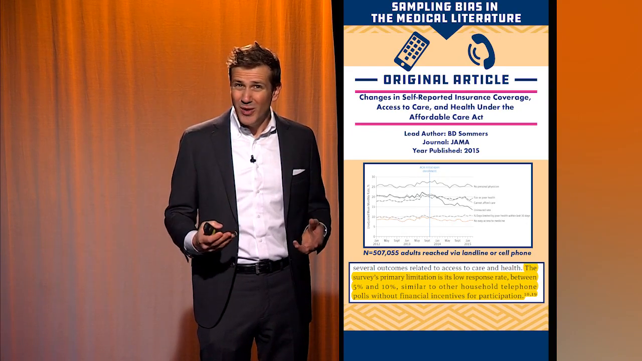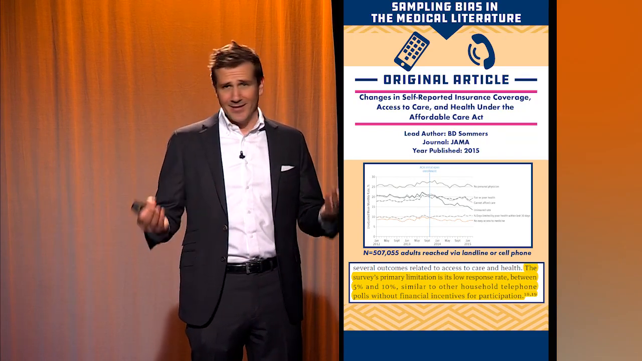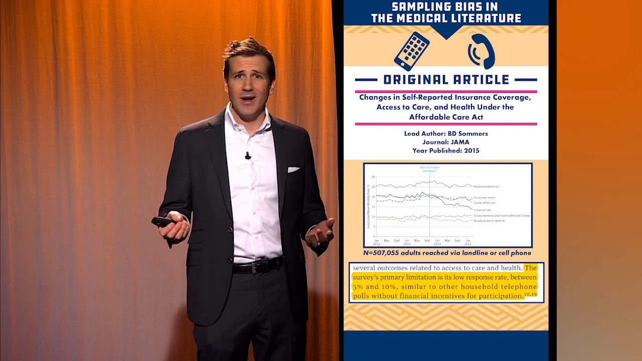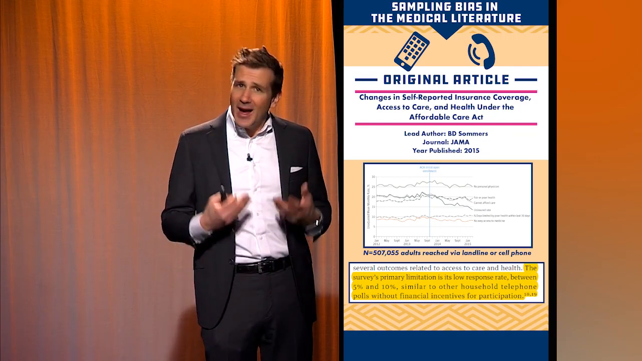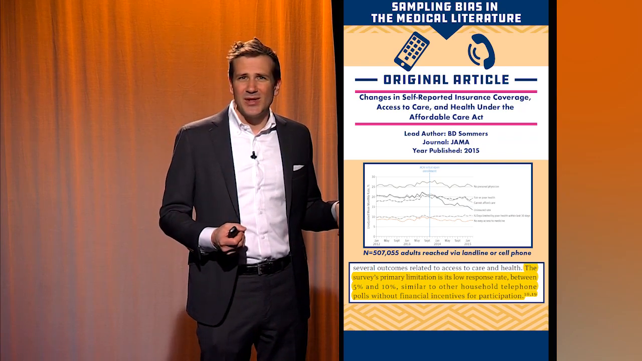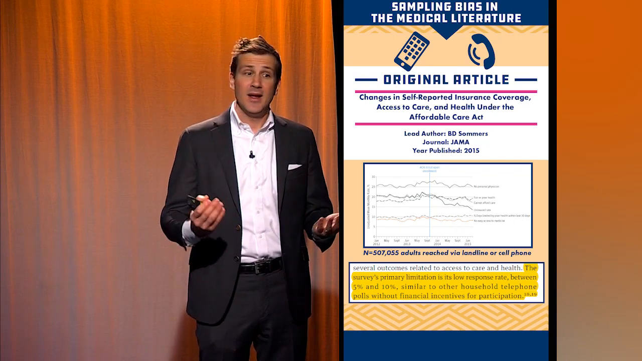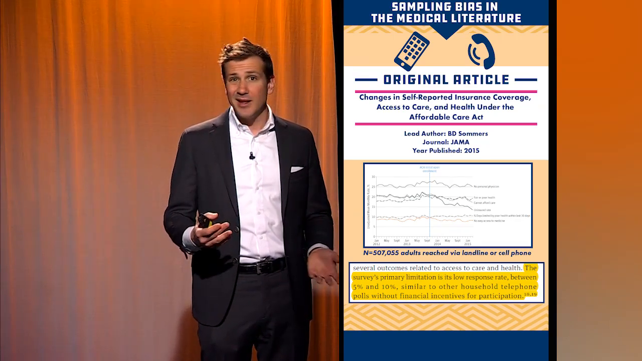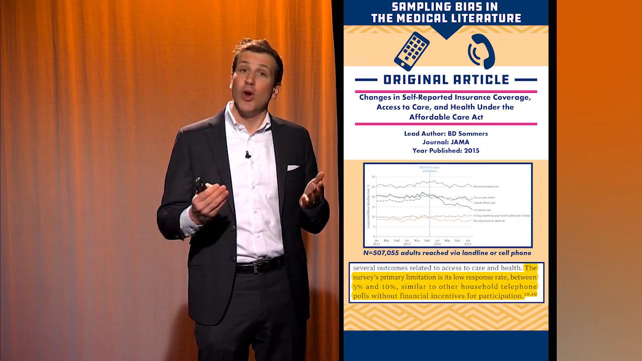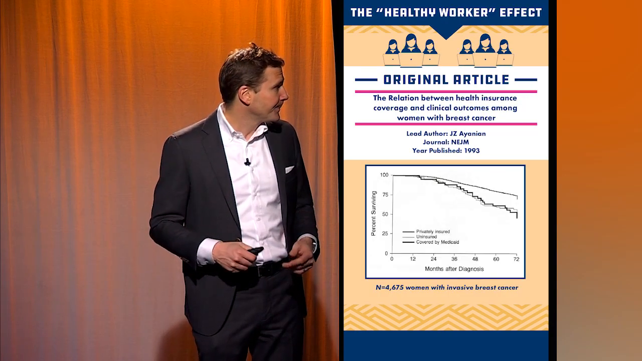Is that true? Well, probably not. This is a special group of people who are willing to answer a huge survey when a stranger calls them in their house. I probably wouldn't do that. You might not do that either. So when we interpret these results, we have to assume that these are biased. Which way? Are these people more or less likely to be uninsured? It can be hard to tell. You don't always know the direction of bias, but we know that bias is there.